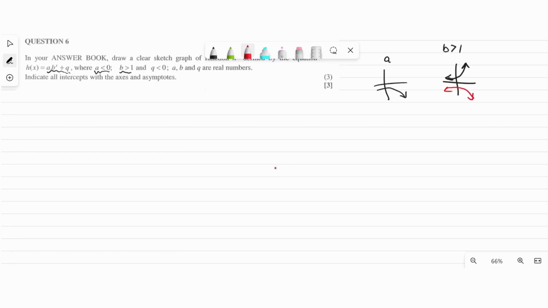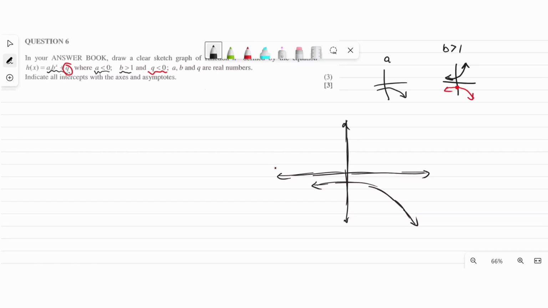Then they give us more information, the fact that q, and what's q? q is the y-intercept, right? Here, q is the y-intercept. They tell us the fact that it needs to be less than 0. Less than means negative and greater than means positive. Less than means the y-intercept needs to be in the negative part of the y-axis, which is that. So let me draw the sketch properly. So this is how the sketch is going to be.